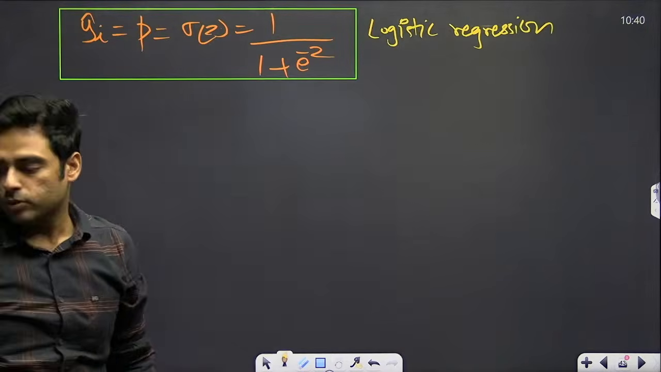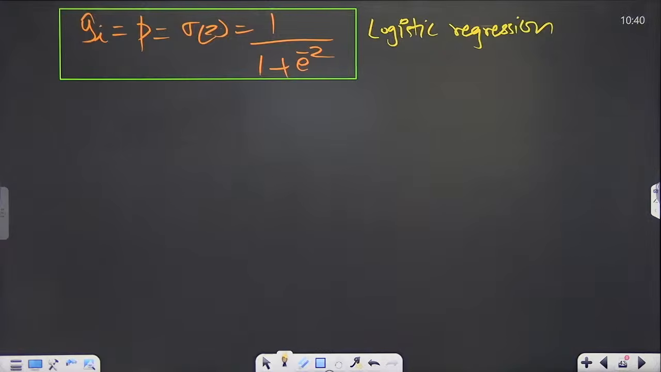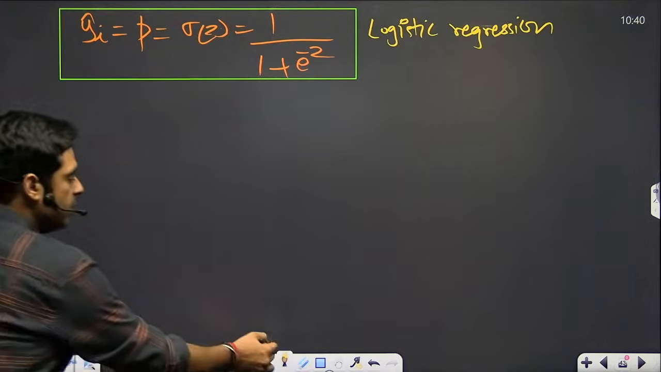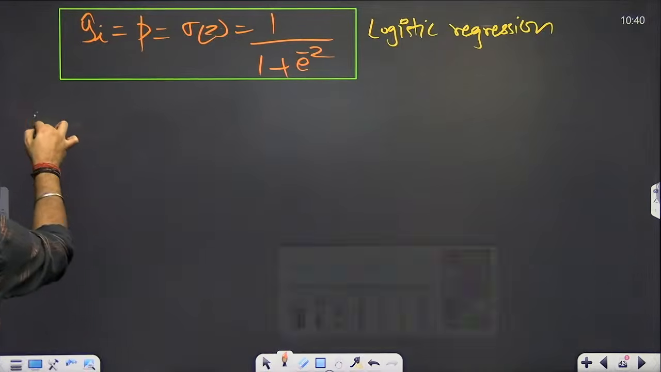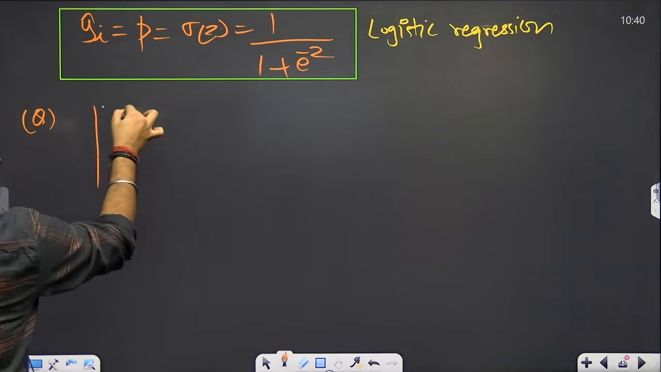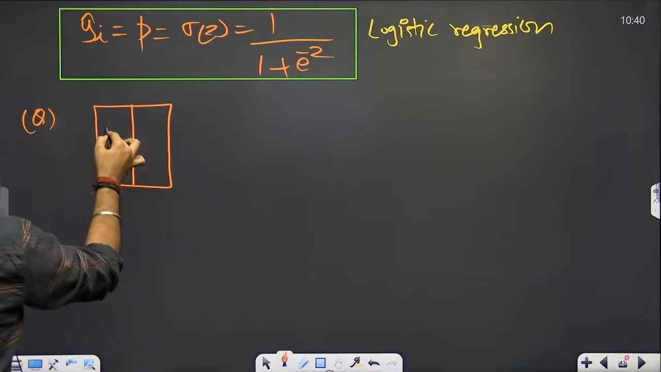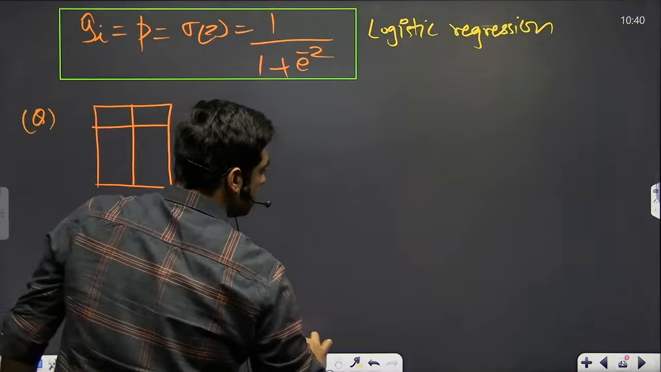Okay, so let us do one question. If you are facing doubts, let us do one question. I am giving you a very small data set, only 3 entries, and you calculate the log likelihood function.